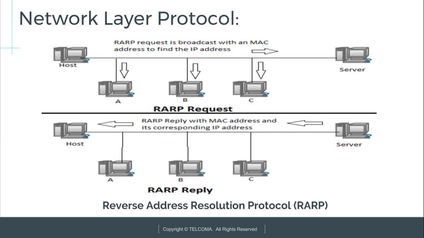Here the RARP request is broadcast with a MAC address to find the IP address. The server returns a unicast message to the host with the MAC address and the corresponding IP address. In this way, the ARP and RARP protocols are used in the network. So this is all about network layer protocols.